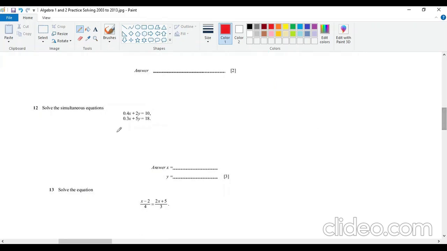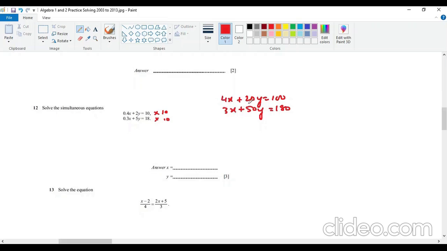It says 0.4x plus 2y equals 10 and 0.3. So we multiply equation 1 and equation 2 both by 10. So we'll have 4x plus 20y equals 100, and this is going to be 3x plus 50y equals 180. Now from here we need to eliminate x or y.